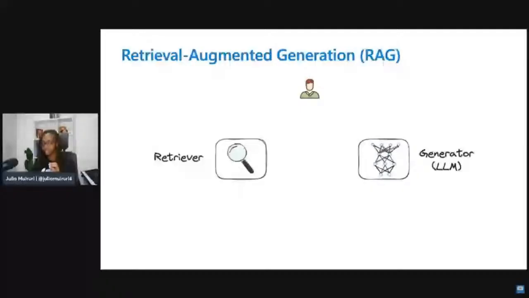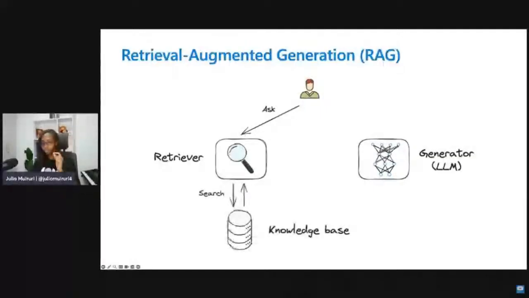And how RAG works is that once you land on an application, you ask a question, you send in a prompt. The retriever is going to perform a quick search. Based on your prompt, it's going to do a quick search into your knowledge base, and as a result, it's going to send back some relevant documents.